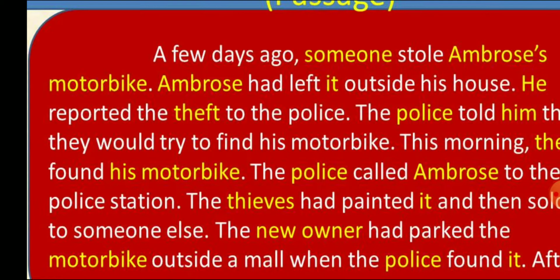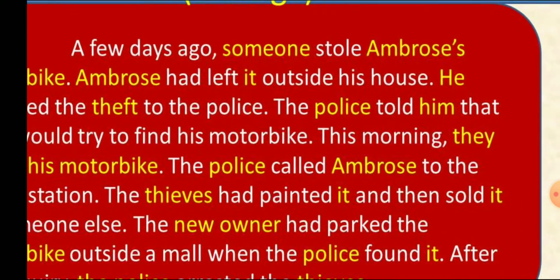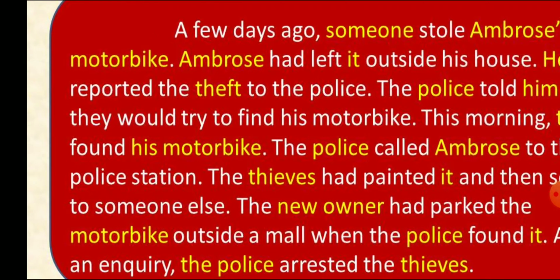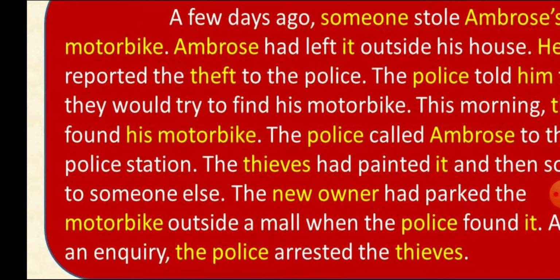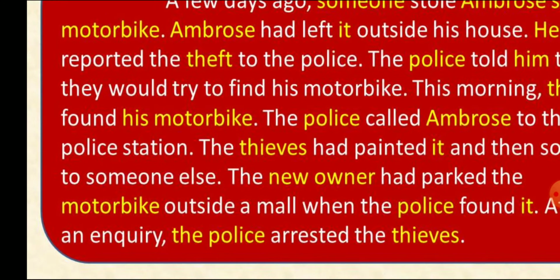A few days ago, someone stole Ambrose's bike. Ambrose had left it outside his house. He reported the theft to the police. The police told him that they would try to find his motorbike. This morning, they found his motorbike. The police called Ambrose to the police station. The thieves had painted it and then sold it to someone else. The new owner had parked the motorbike outside a mall when the police found it. After an inquiry, the police arrested the thieves.